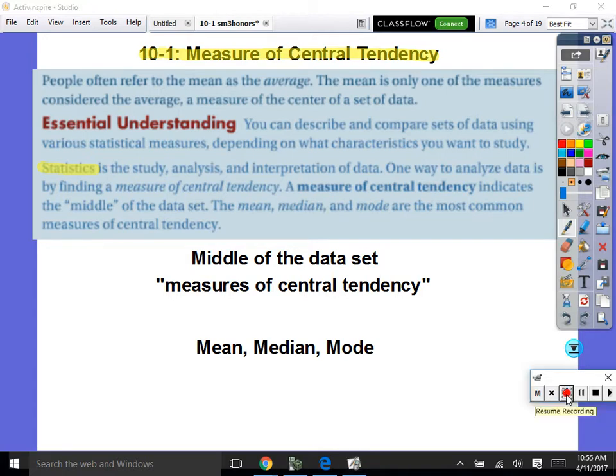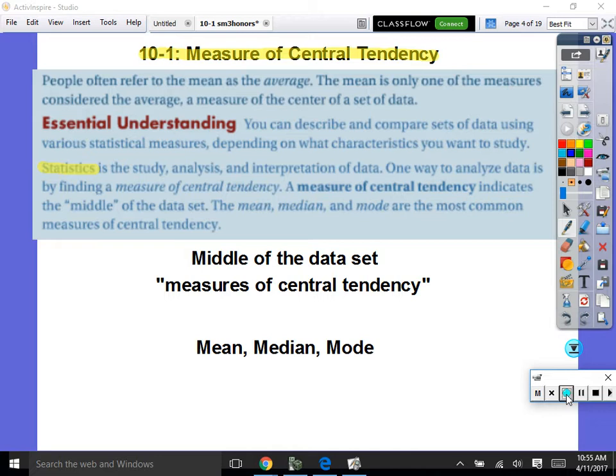Okay, so it says people often refer to the mean as the average. The mean is only one of the measures considered the average, a measure of the center of the set of data. So guys, if we find the average, we're finding the center of the data, right? Technically. So we're going to be dealing with measures of central tendency.